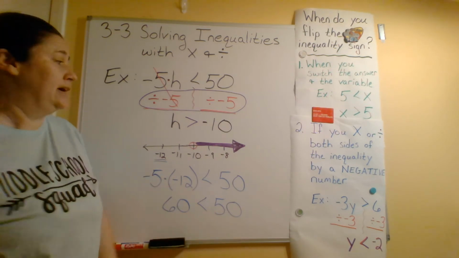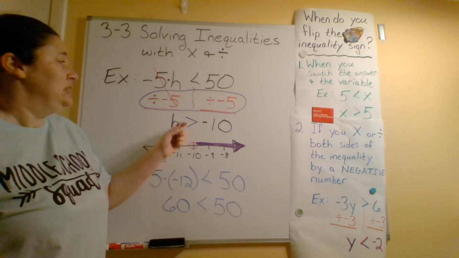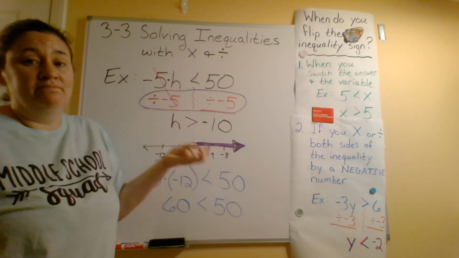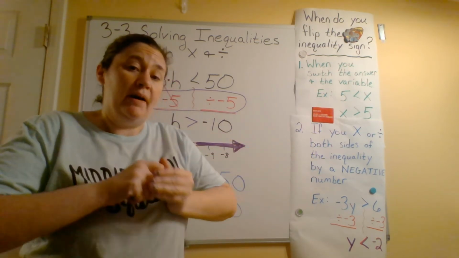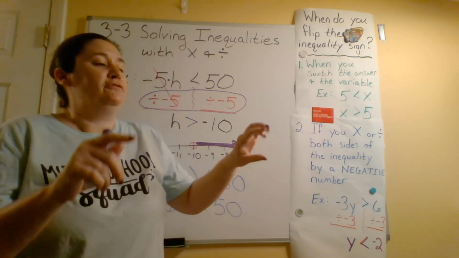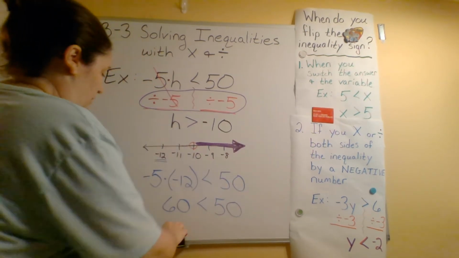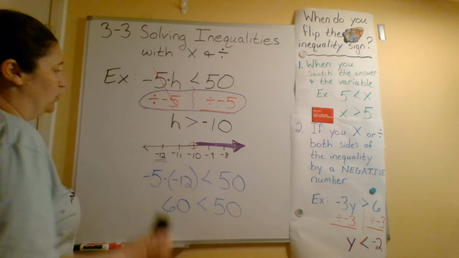Sorry, you have to pass algebra. But you just have to remember this. It's just something you have to remember. If you multiply or divide both sides by a negative number, you have to flip the sign over. Let's do another example.